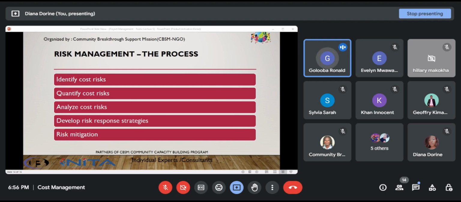Then still when you're analyzing the cost risks, you look at trends and patterns. And this is looking at historical data and project performance indicators to anticipate potential cost risks and trends. And then you develop a risk response strategy.